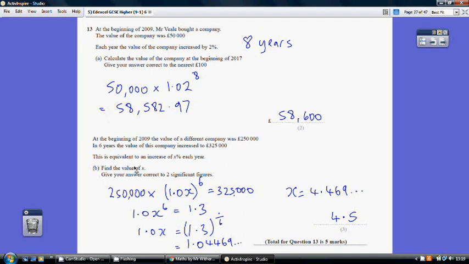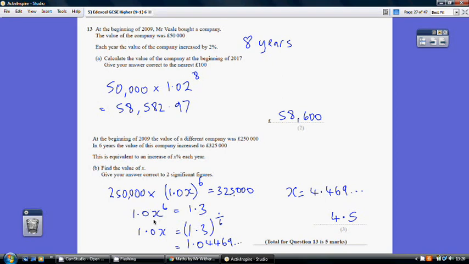So to the nearest £100, that is 58,600. Now part B, different company. We're investing £250,000. 6 years later, so the power is 6. The company has increased to £325,000, and I need to work out the multiplier, which I'm going to call 1.0x, because it's the x number here that represents the percentage increase. So dividing through by 250,000, I get 1.0x to the power of 6 being 1.3.